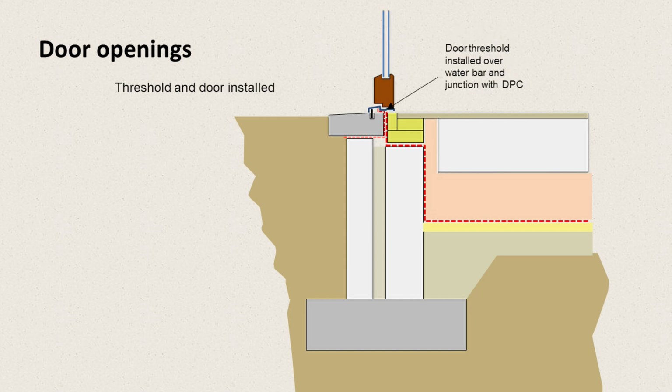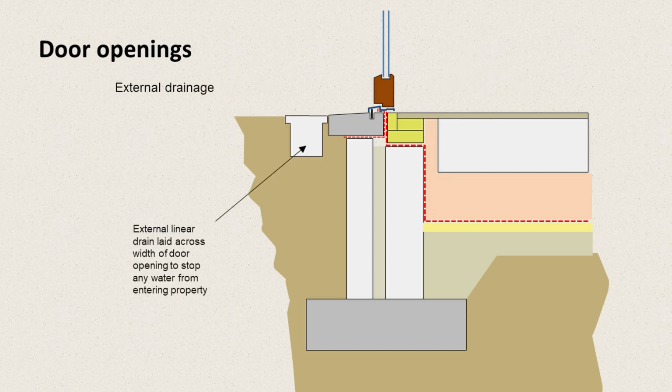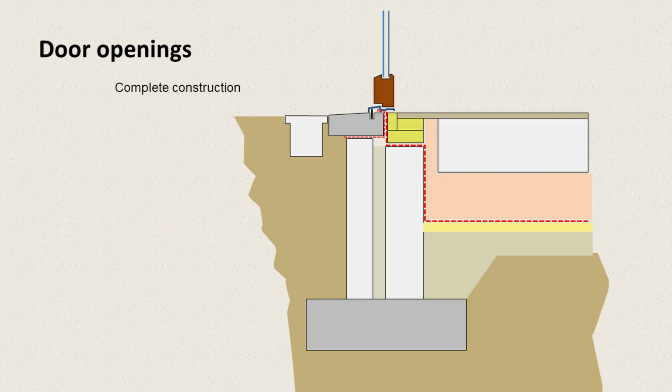Once we've got those things in place, the door and the threshold can be installed. The threshold could be a preformed metal threshold or a timber threshold, but it would cover the construction of the DPC, the timber, and the water bar. Externally, it's good practice to put a linear drain across the door to catch any water which does run towards the house, and that completes the construction of the door detail.